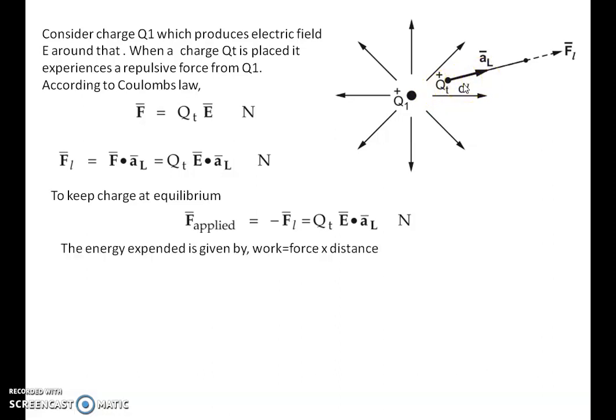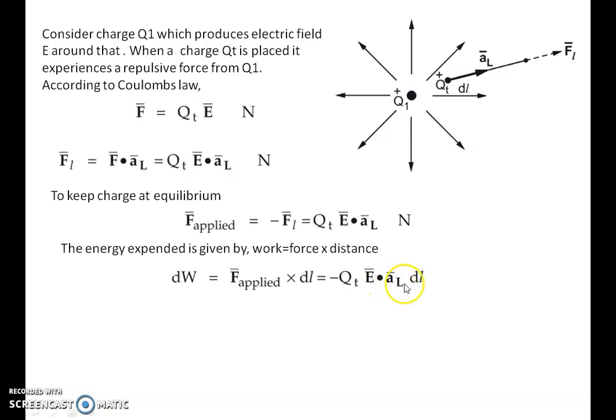Work done can be written as force into distance traveled. Now what is the force applied here? It is minus F_L. And the distance traveled is dl. So I can write the elemental work done dW, which is equal to force applied into distance traveled, which is equal to minus Qt E dot a_L cap into dl.